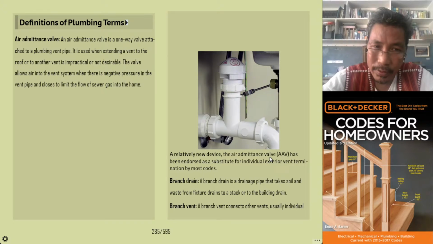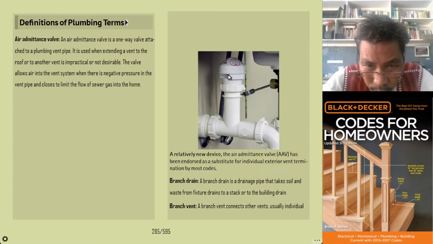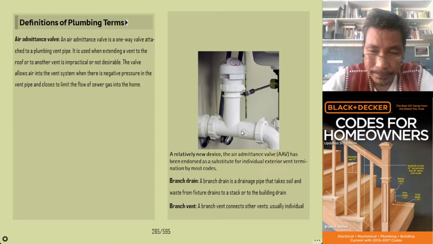The valve allows air into the vent system when there is a negative pressure in the vent pipe, and closes to limit the flow of sewer gas into the home. So that is on your picture. Here is the entry. This portion is the entry point of air going inside the system.